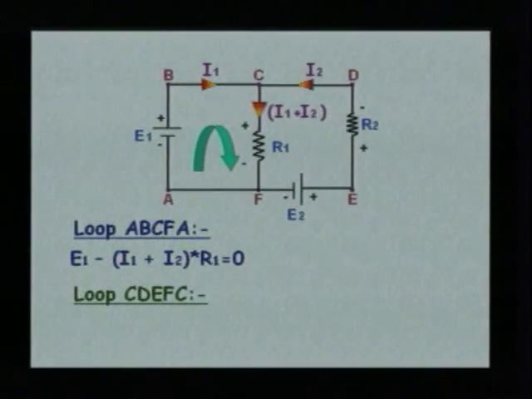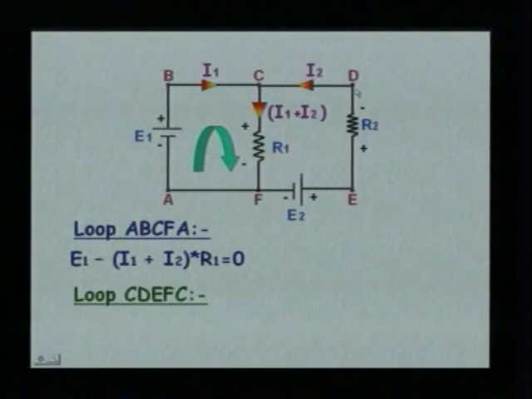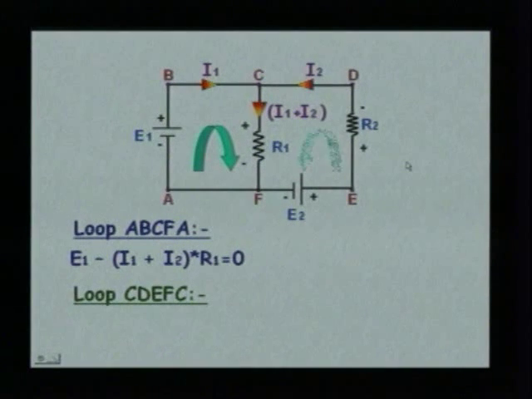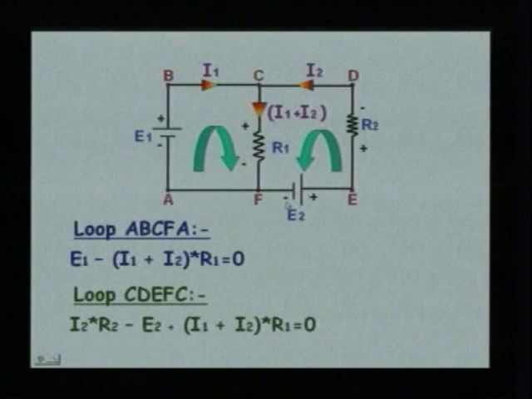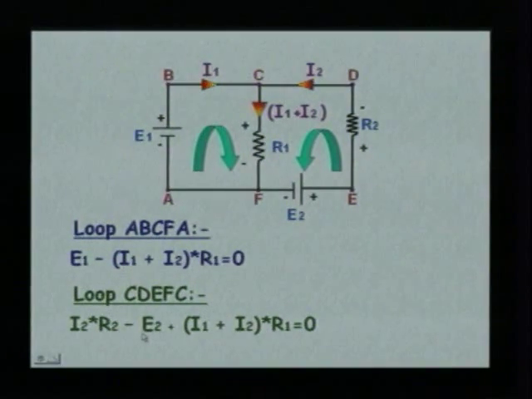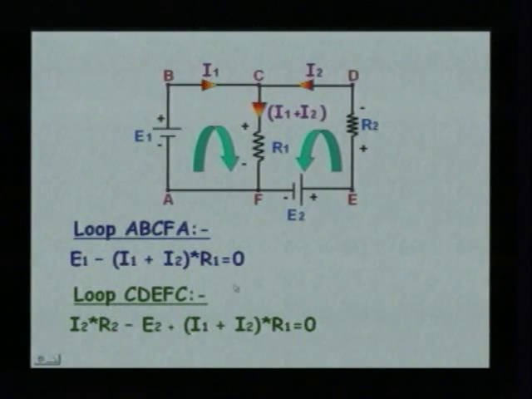Let us look at the loop CDEFC. From C to D we have got no component. From D to E we have got R2, that is, we are moving from minus to positive, a rise in potential. So, we have got I2 R2. From E to F we are moving from positive to negative, which is a fall in potential, indicated as minus E2. From F to C we have got a rise in potential, as we are moving from negative towards positive. So, we have got plus I1 plus I2 into R1.